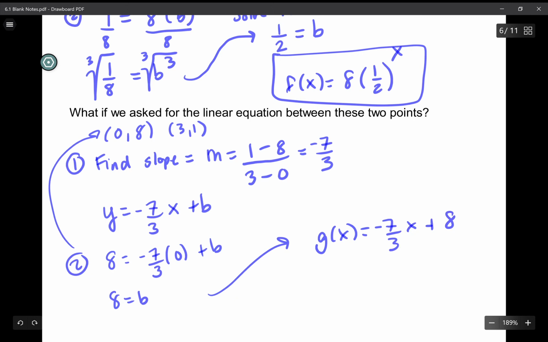Just to review the comparison between the two, finding the linear equation between 2 points and finding the exponential equation between 2 points. All right, that's it for the first video.